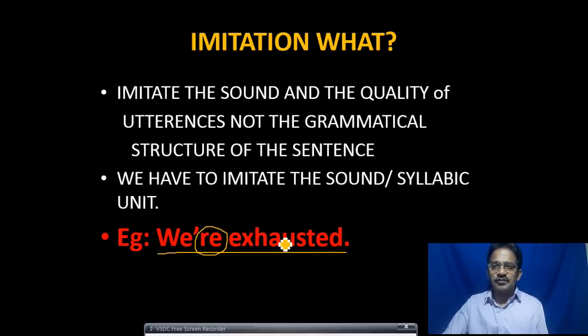So we usually pronounce that we are exhausted. That's not correct. The correct thing is we are exhausted. So that's what we have to understand when a beautiful pronunciation is uttered by the people, and we have to listen to that sound. So syllable.